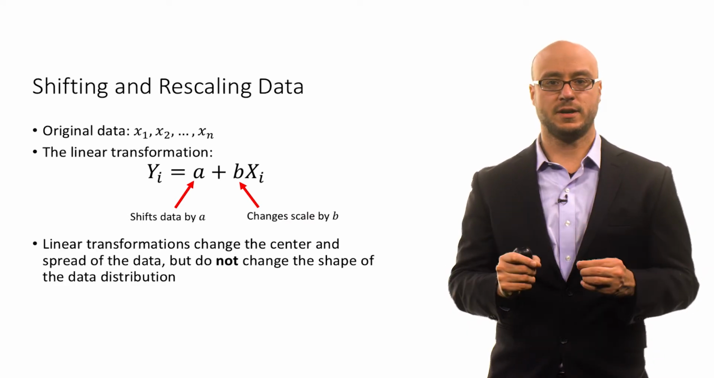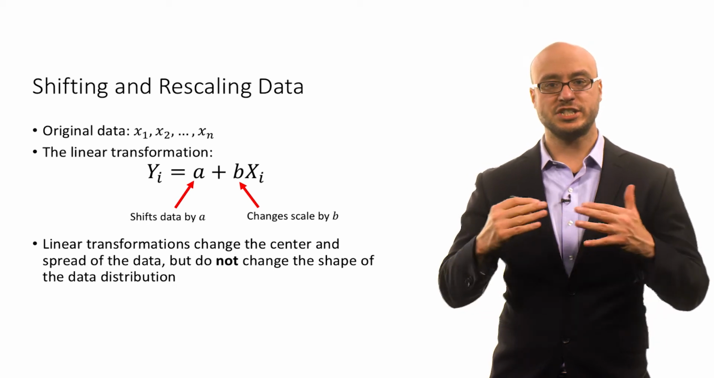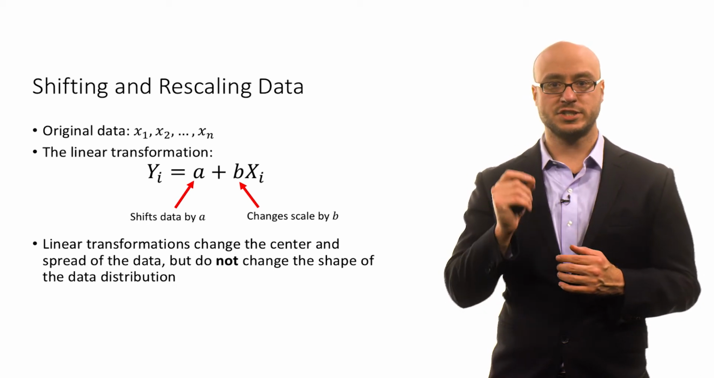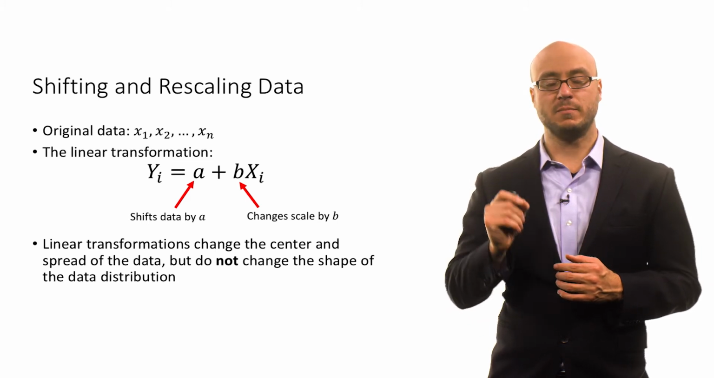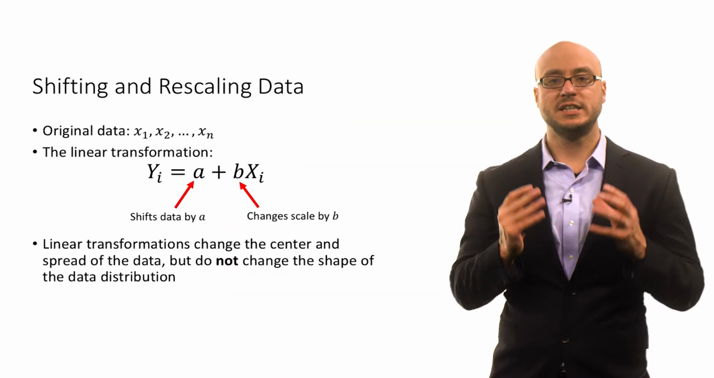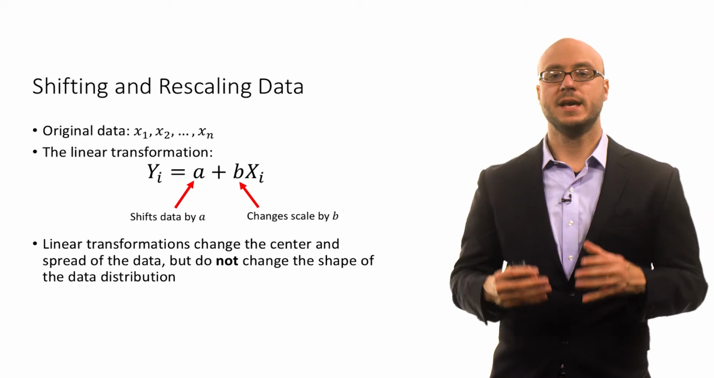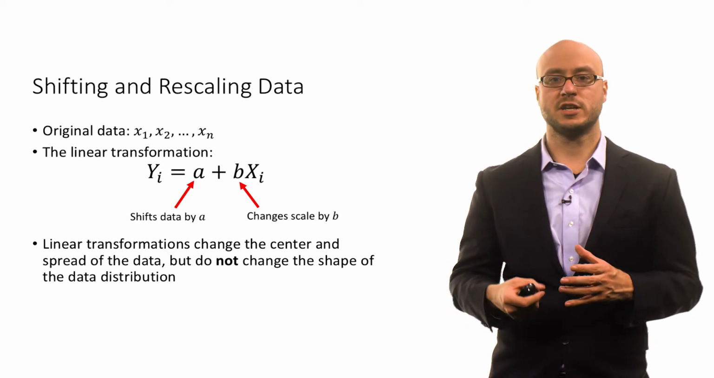Linear transformations are very common. They change the center and spread of the data. So we change the center by adding a, and we change the spread by multiplying by b. But the nice thing about a linear transformation is it doesn't fundamentally change the shape of the distribution for the set of numerical observations. It's not going to change the shape, but it's going to change where the center lies and the spread of the data.